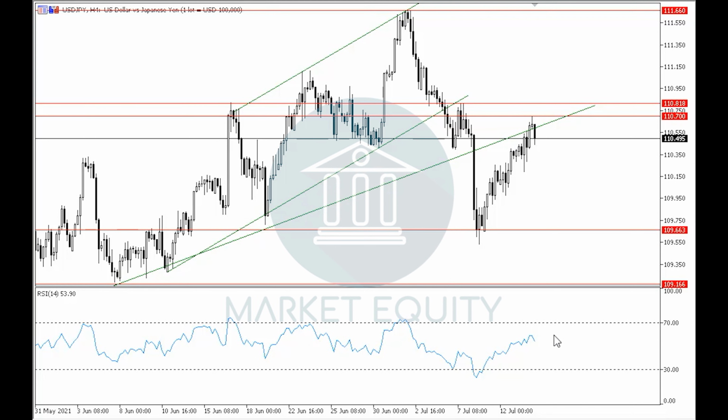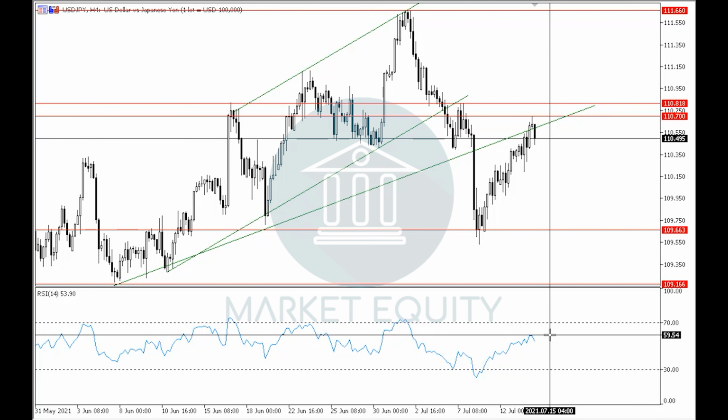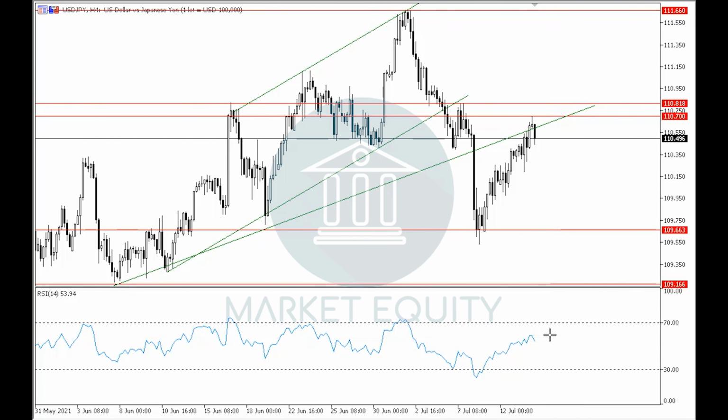If we notice the RSI indicator in the 4 hour time frame, we can see that by rebounding downwards off of around level 60, it supports the rebounding down off of the current levels and continuing with the downtrend. That was it for the US dollar versus the Japanese yen.